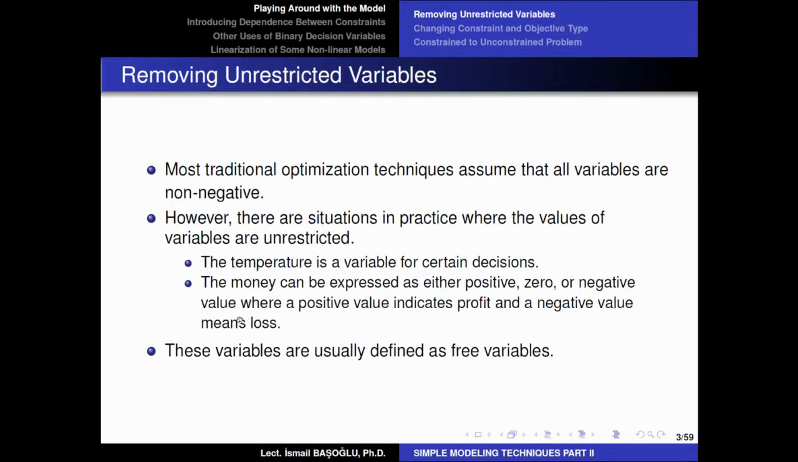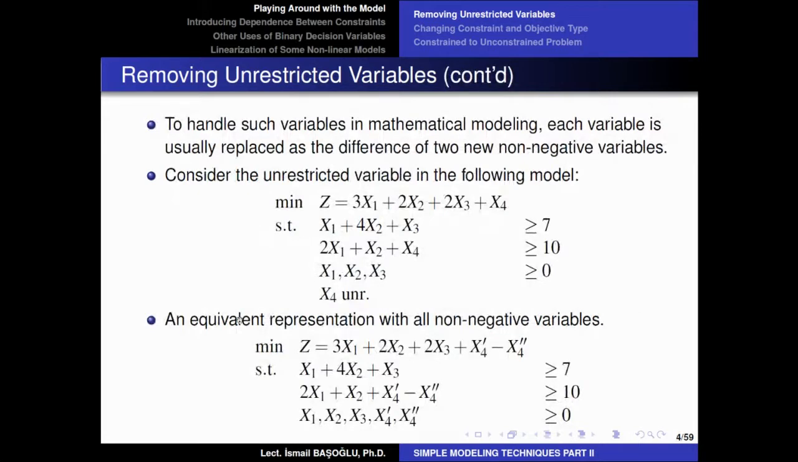And how are we going to deal with this situation? Because we know that if you have a linear programming problem and all of the decision variables are non-negative, while one of them is free or unrestricted, in that case, we will not be able to solve that problem using the simplex algorithm, because the simplex algorithm requires all decision variables to be non-negative. So how are we going to deal with the situation?